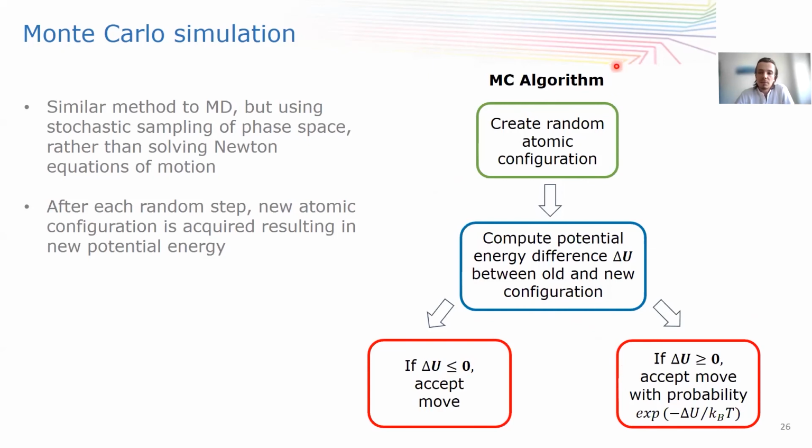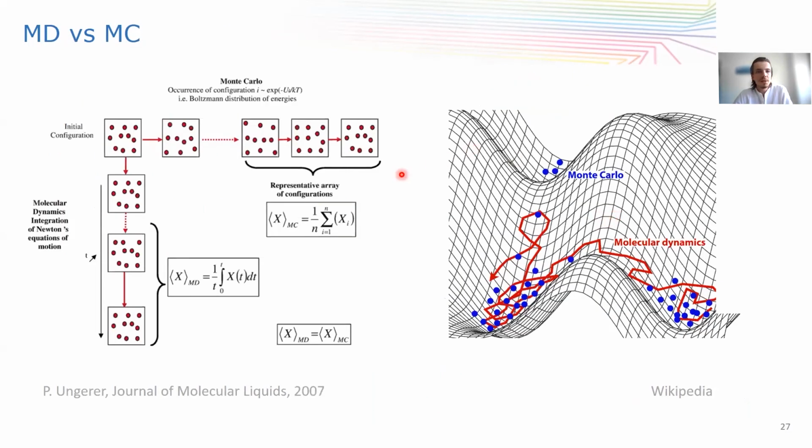And again, we create another configuration and again compare the potential energy difference. And this will go on and on. So let's take a look at what the difference between them is, or what they have in common. These are two ways to look at the conformational problem.